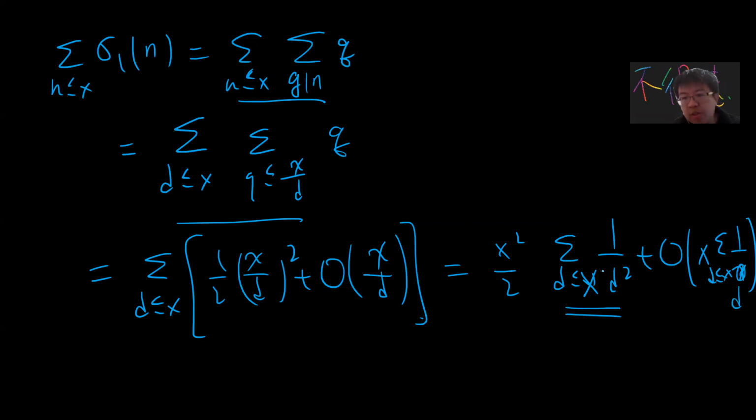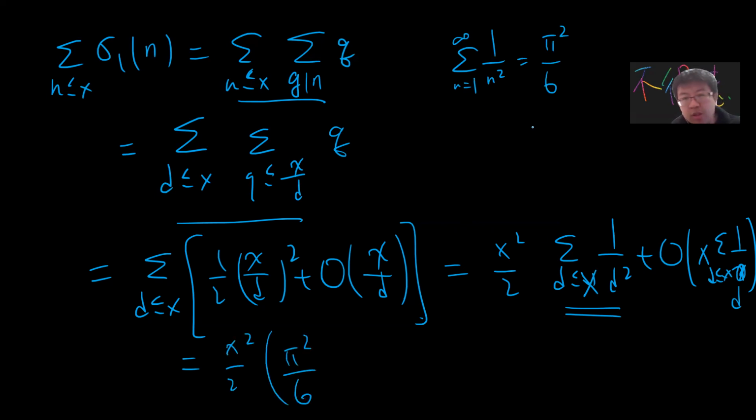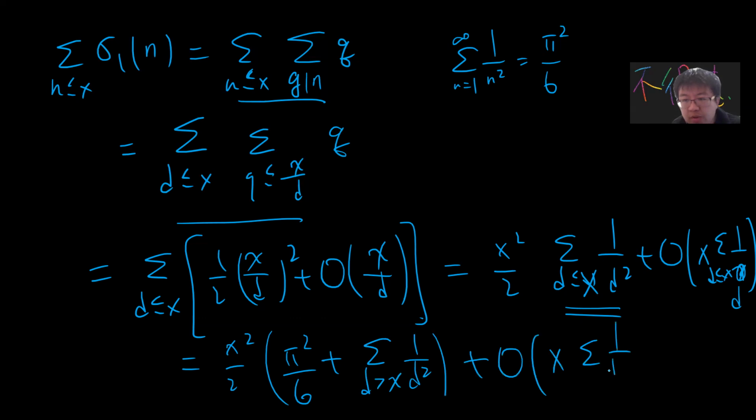Okay, and the least terms is sum over, right? So we know that the sum of 1 over n squared from n equals 1 to infinity is pi squared divided by 6. So the least terms contains the least terms, and the rest will be the sum over d greater than x of 1 over d squared, plus O of x times the summation of 1 over d for d less than or equal to x. Okay. So these terms, the first terms, right?